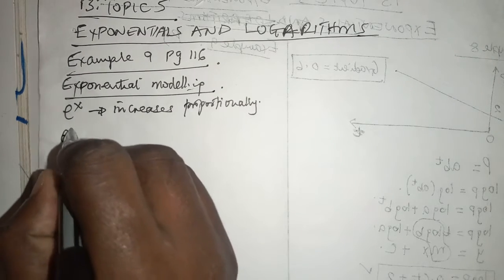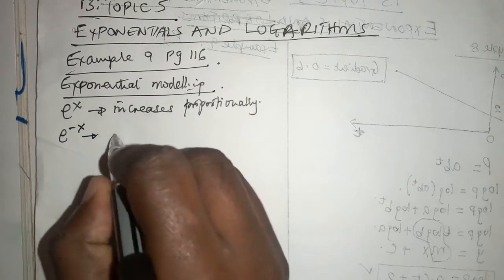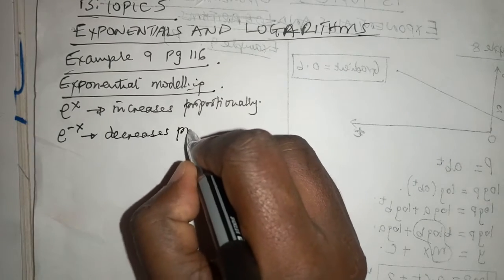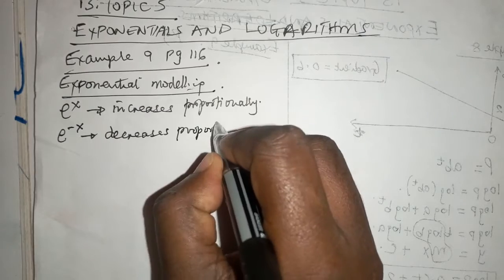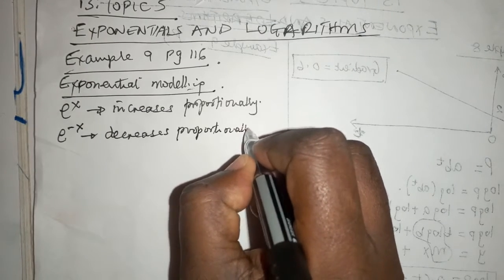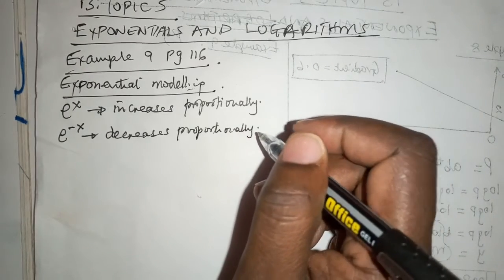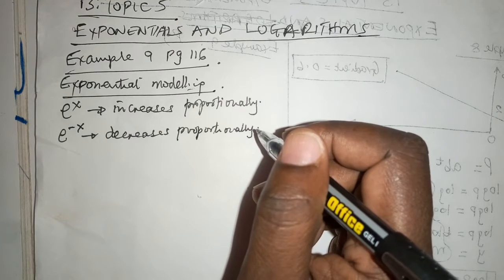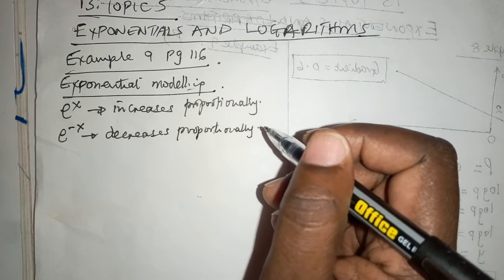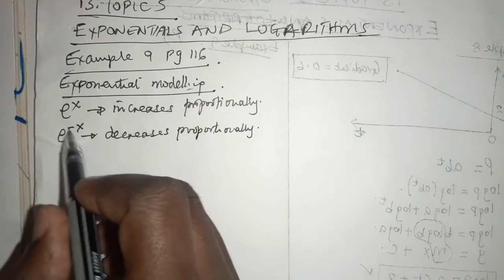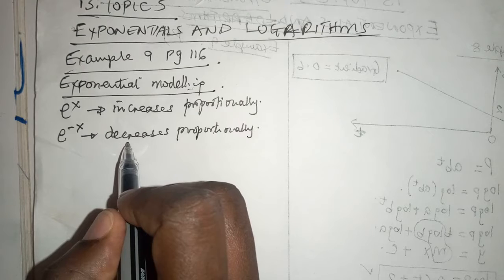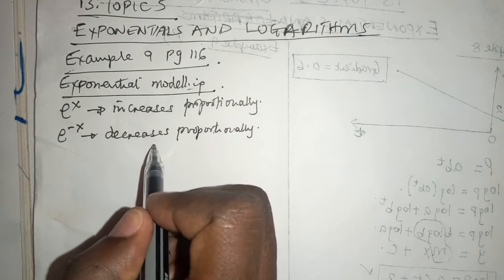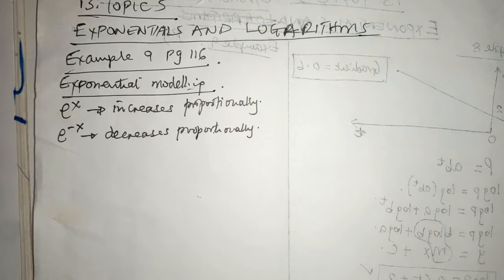Similarly, e raised to power minus x is a decrease, and it decreases proportionally, again proportional to the number of atoms remaining. But of the most importance, I want you to look at this sign. Negative signifies decrease, positive signifies increase: growth and decay.